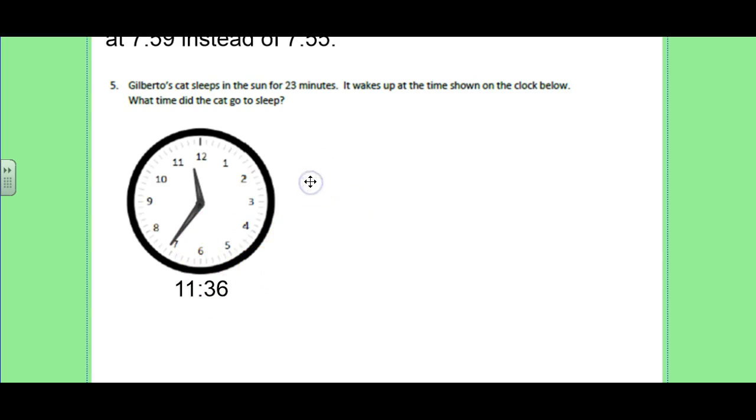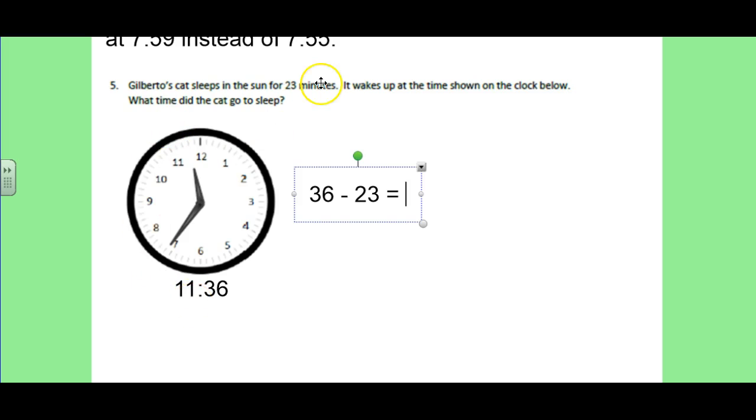So over here to the side, we're going to take 36 minus 23. And that will leave us with the minutes that we need to put back with 11 o'clock to see what time the cat actually went to sleep. So go ahead and solve this subtraction problem and then answer this question in a sentence. And once you have that done, you can push play to check your answer.